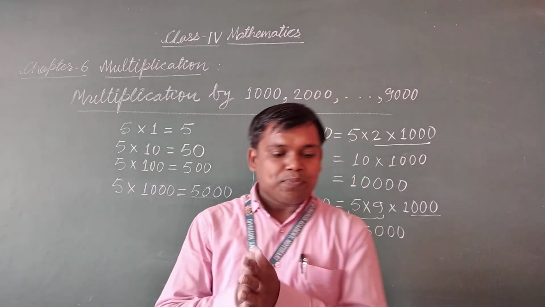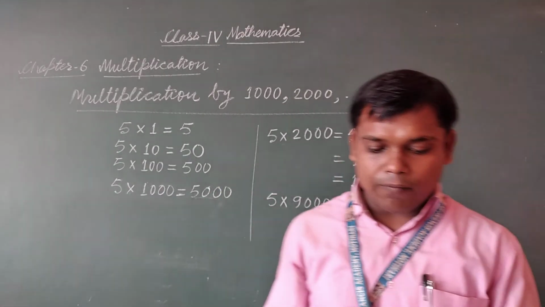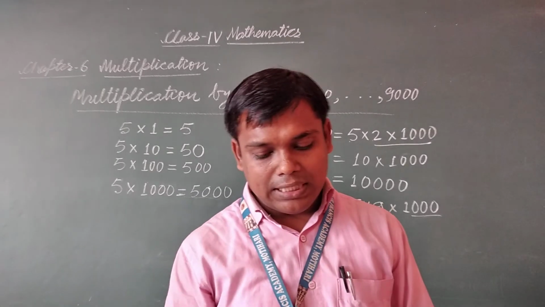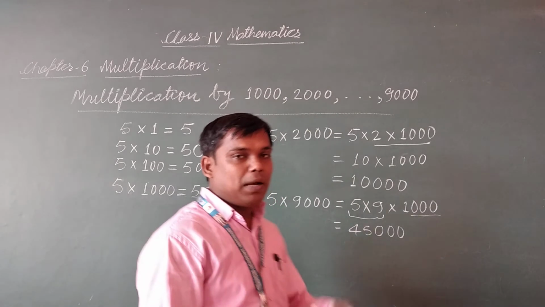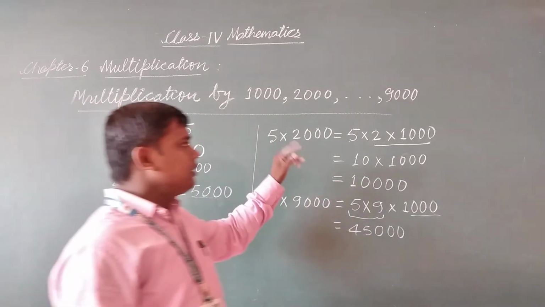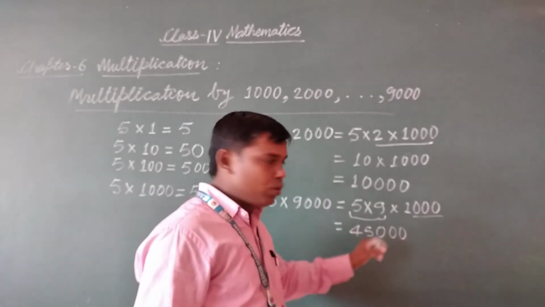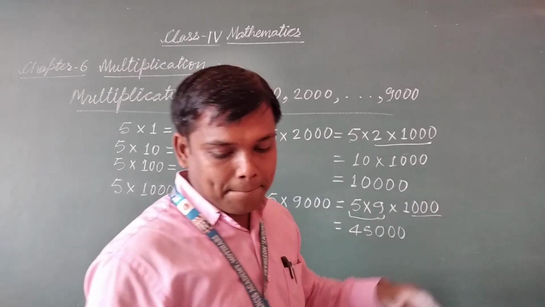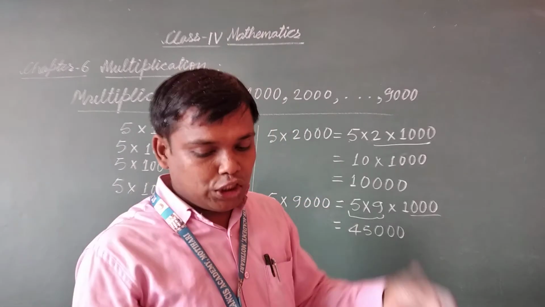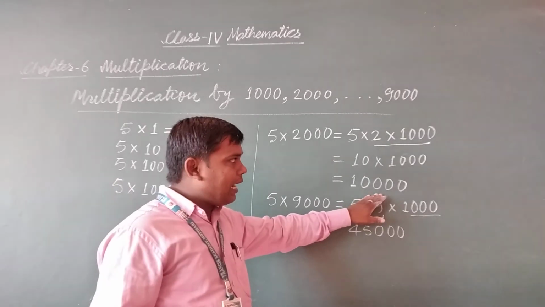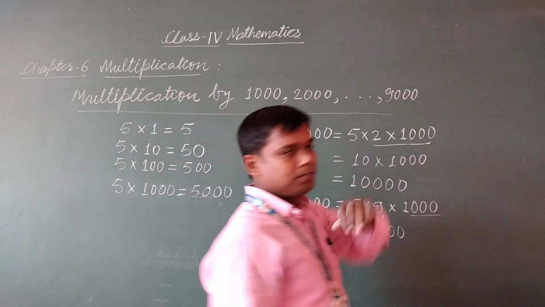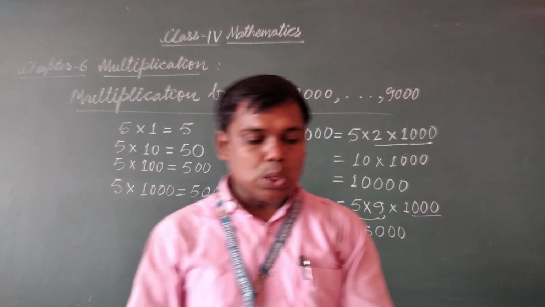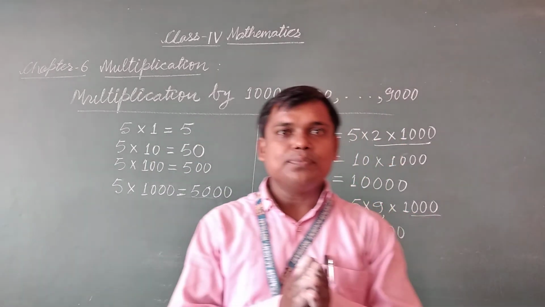It means to multiply a number by 1000, 2000, 3000 and up to 9000, we multiply the number by 1, 2 and so on up to 9, and put the number of zeros at the end according to the number of zeros here.